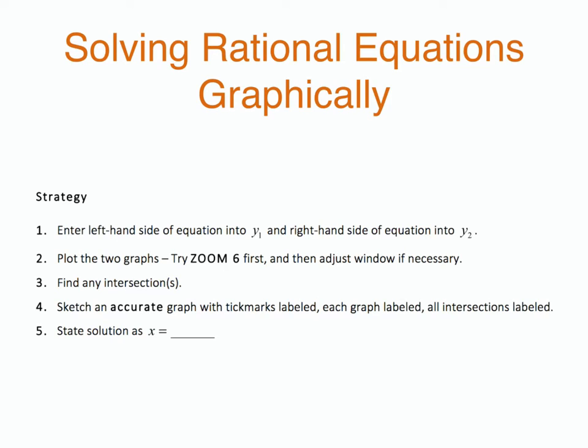Our strategy is to enter the left-hand side of the equation into y1 and the right-hand side into y2. We're going to plot the two graphs, using that standard 10 by 10 window first and adjusting as needed. We'll find any intersections, sketch an accurate graph onto our paper, and state our solution. Since we're solving an equation, it should be stated as x equals some number.